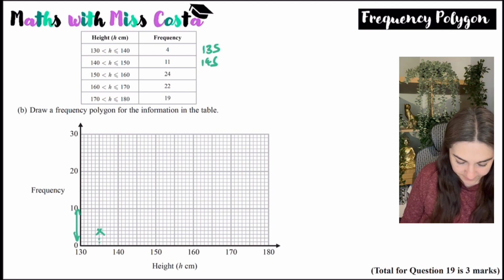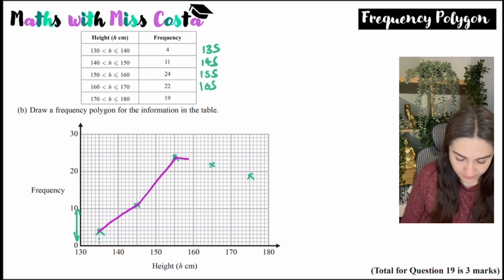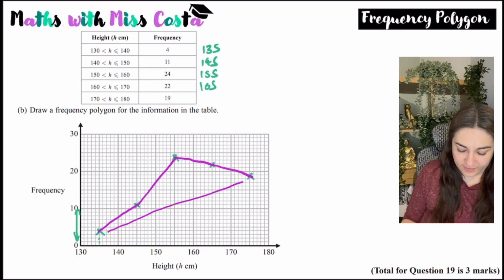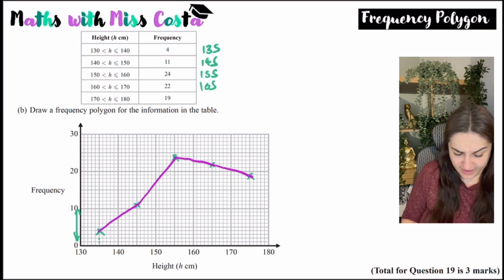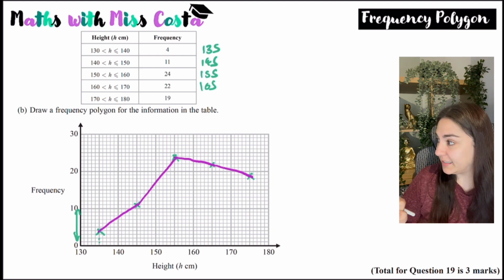Then I've got 145 and 11. Then the midpoint is 155 and 24. And then I've got 165 and 22. And then finally 175 and 19. So when you're doing a frequency polygon, you do join the lines together, and just the ones like that are shown. Some people for some reason join it together like that. You don't do that. You just start from the first point and you join all of your points together.